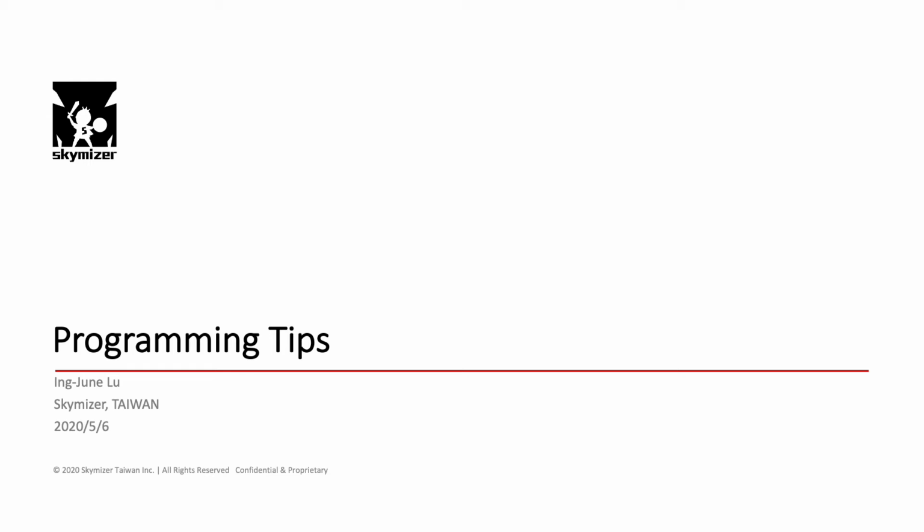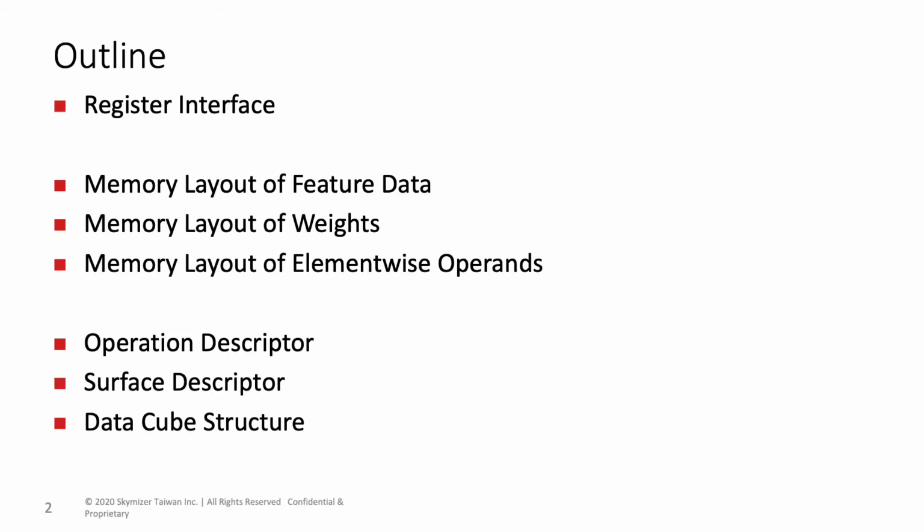This section will provide some programming tips to help you program ONNC's NVDLA backend. Here's the outline for this section. First, we introduce NVDLA's register interface. Next, memory layout for three types of data cubes will be covered: the feature data, the weights, and the element-wise operands. Finally, I will describe three important data structures: the operation descriptor, the surface descriptor, and the data cube structure.